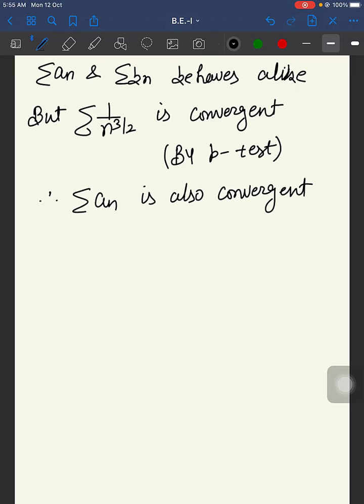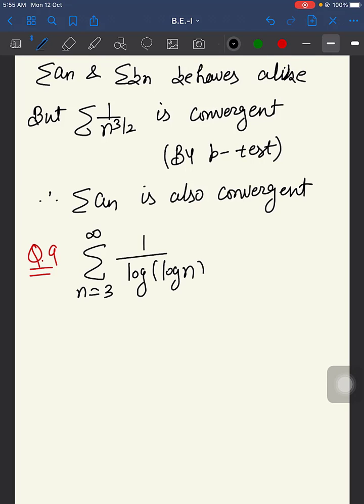So now next, let's say question number 9. Now you have the sum as n runs from 3 to infinity of 1 by log of n. This is slightly tricky, right? So where to compare the log n? Log n can be compared with n.